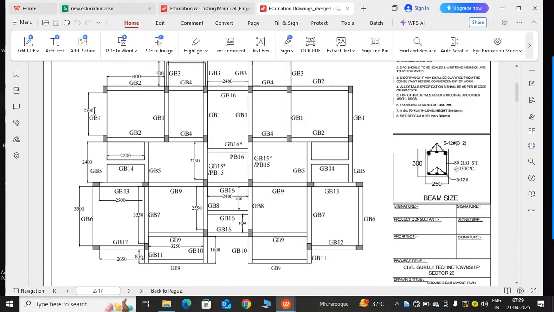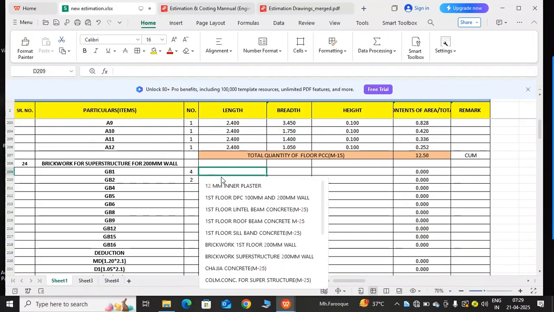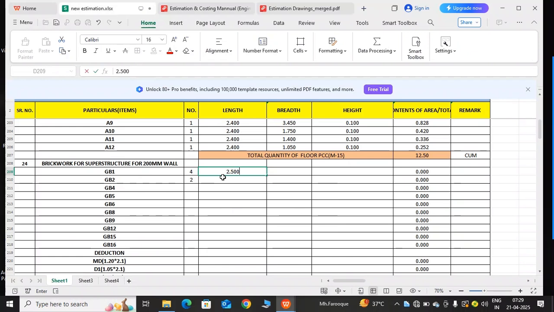So I am coming here for the length. Just write it: 2.500. What is the width of the wall? 200 mm. Engineers, I need the height for the brickwork for superstructure. So I am coming to write it.